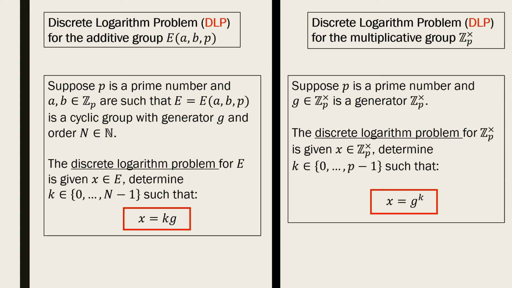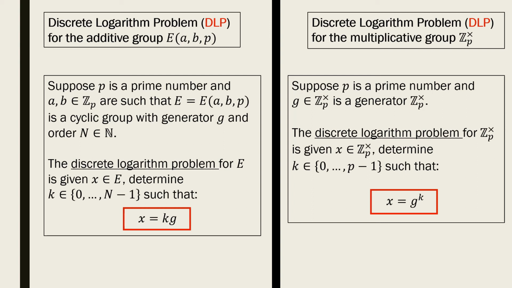What is the discrete logarithm problem for that group? Well, given any element x in E, and we'll let G be a generator, given any x and G, how do we find the value of k such that x is equal to k times G? It's really what we said before.